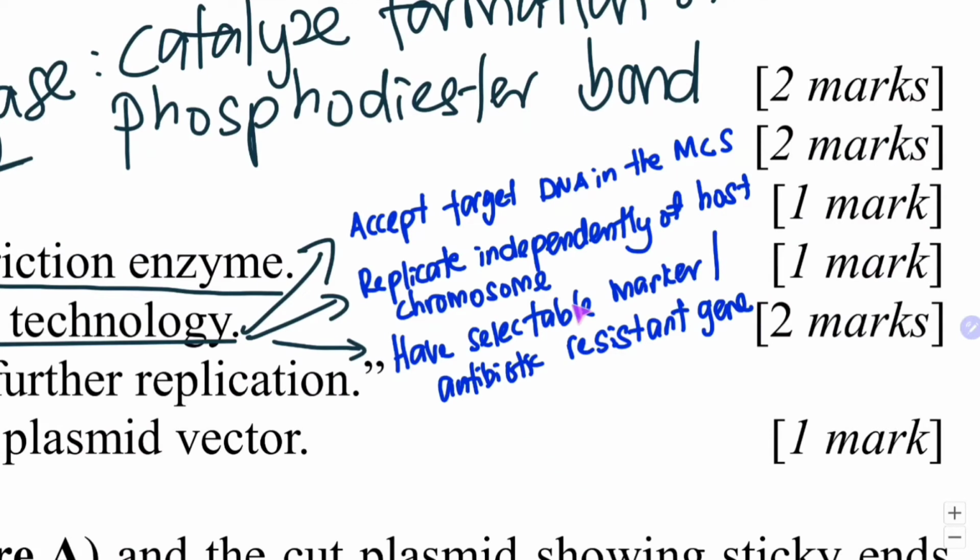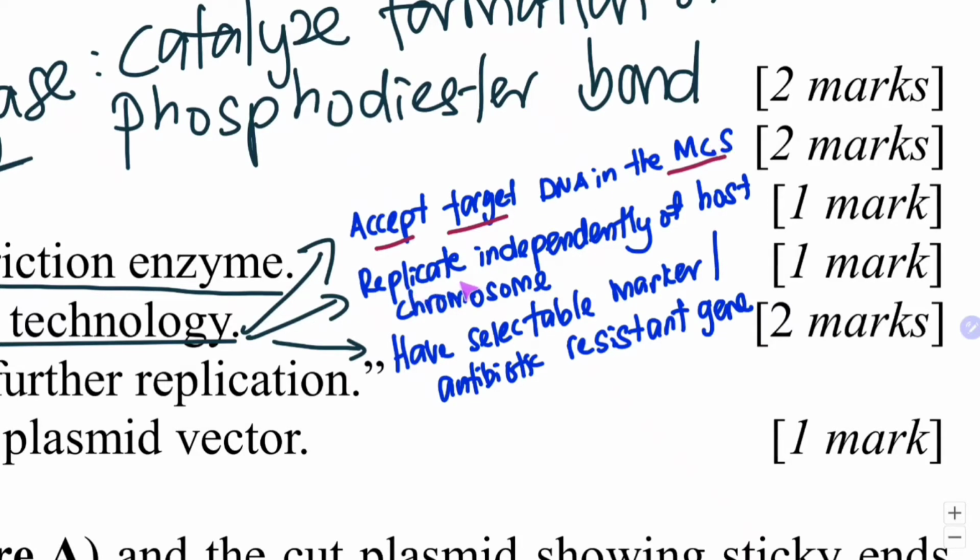So karakteristik yang penting yang perlu ada dekat semua DNA cloning vector including plasmid adalah, first, mesti able to accept the target DNA in the multiple cloning site. Mesti dekat multiple cloning site dan bukan yang dekat tempat lain. So that's why kena cakap sampai ke hujung ini awak punya ayat awak.